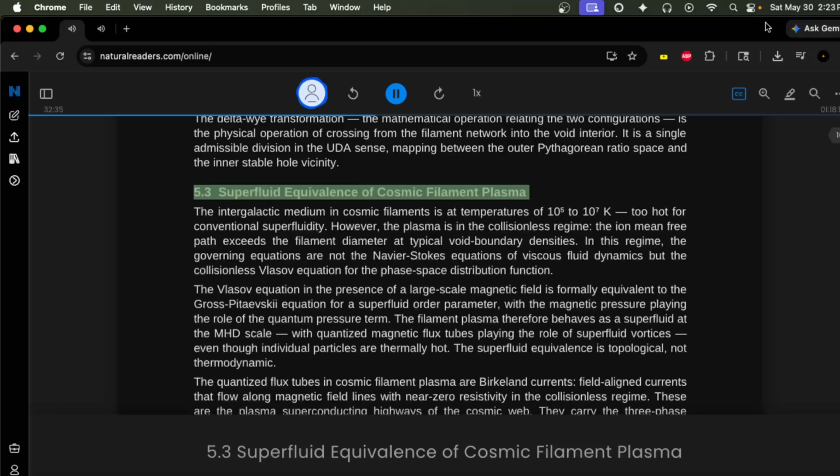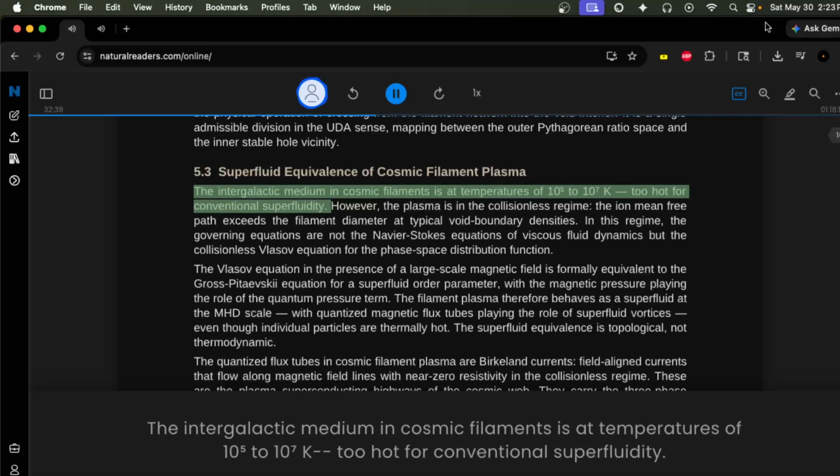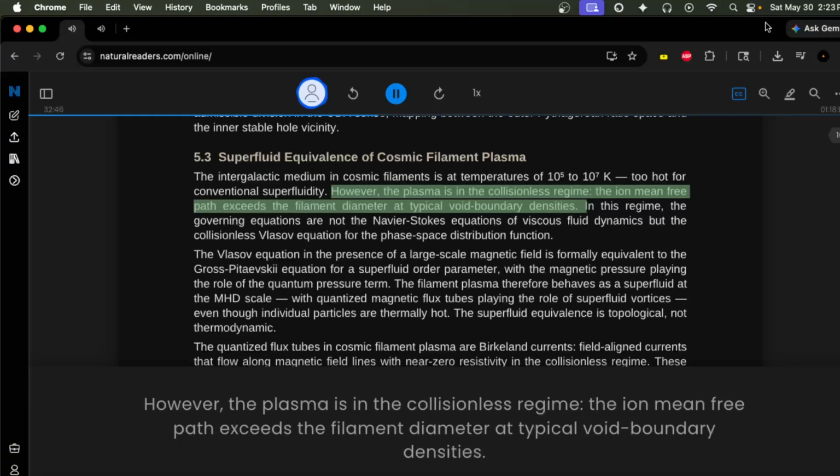5.3 Superfluid equivalence of cosmic filament plasma. The intergalactic medium in cosmic filaments is at temperatures of 10 to the power of 5 to 10 to the power of 7 K, too hot for conventional superfluidity. However, the plasma is in the collisionless regime. The ion mean free path exceeds the filament diameter at typical void boundary densities.